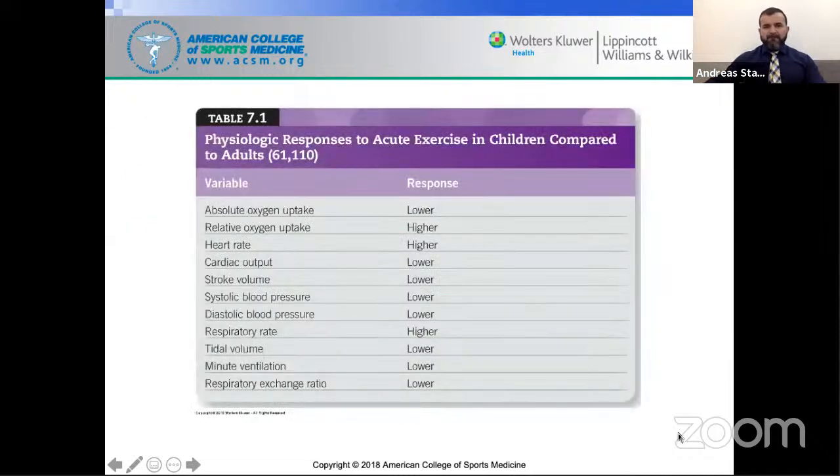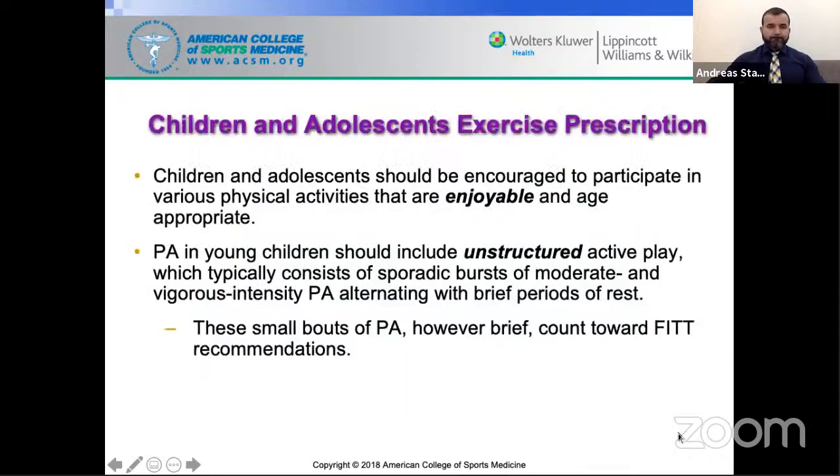Okay, these are some things we should know because the responses, as we said, are qualitatively similar, but not quantitatively. So some are lower, some are higher. We need to know that so we know what to expect. Okay, make sure you know this table. All the variables are things we have already covered. If you don't remember, go back and revisit, okay?